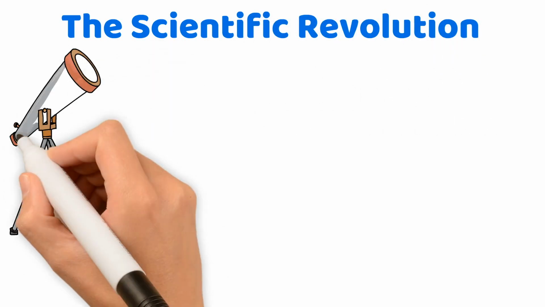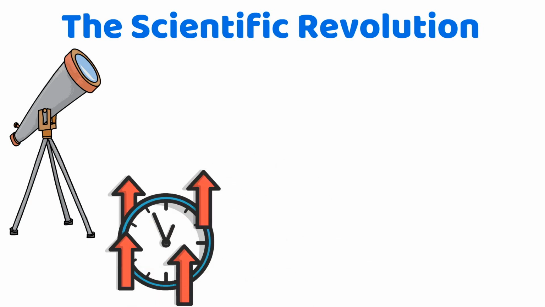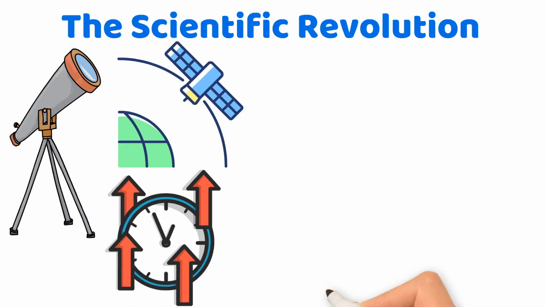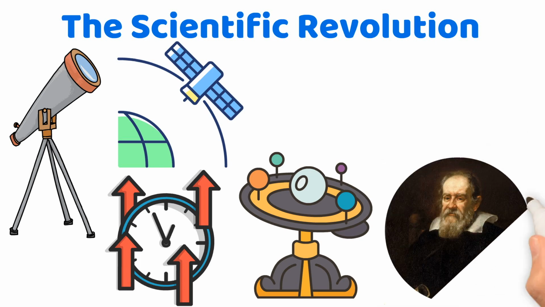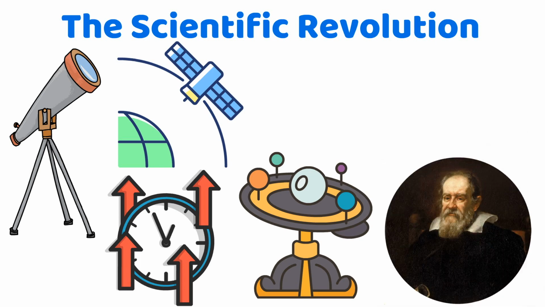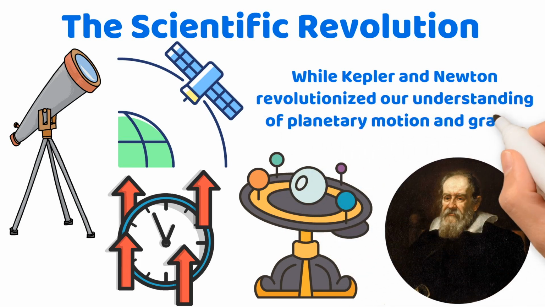The tides of change. The scientific revolution. The 17th century brought about the scientific revolution, a period of profound change and discovery. This era challenged the geocentric view of the universe with Copernicus's heliocentric model. Figures like Galileo supported this with telescopic observations, while Kepler and Newton revolutionized our understanding of planetary motion and gravity.